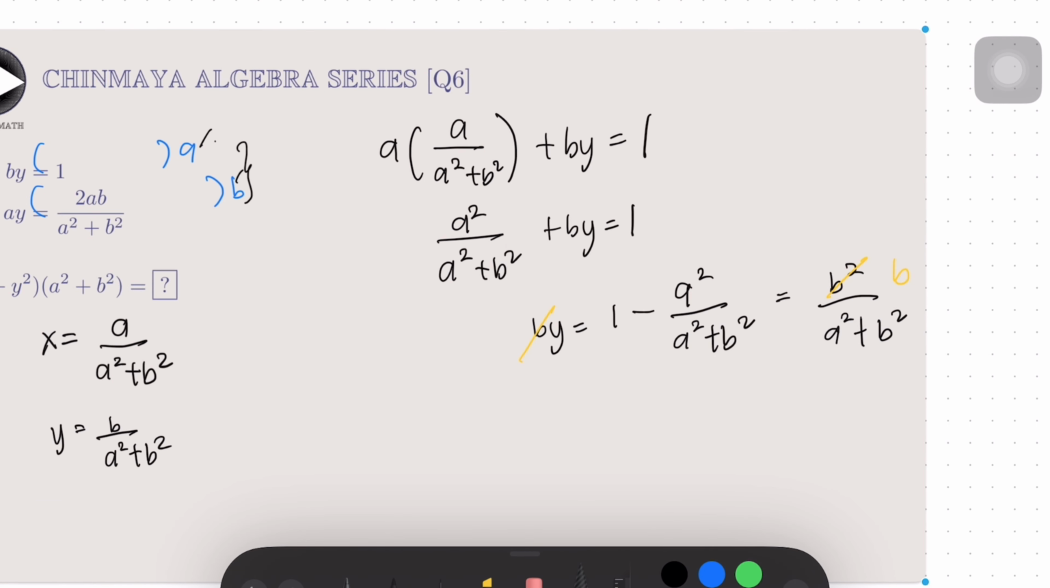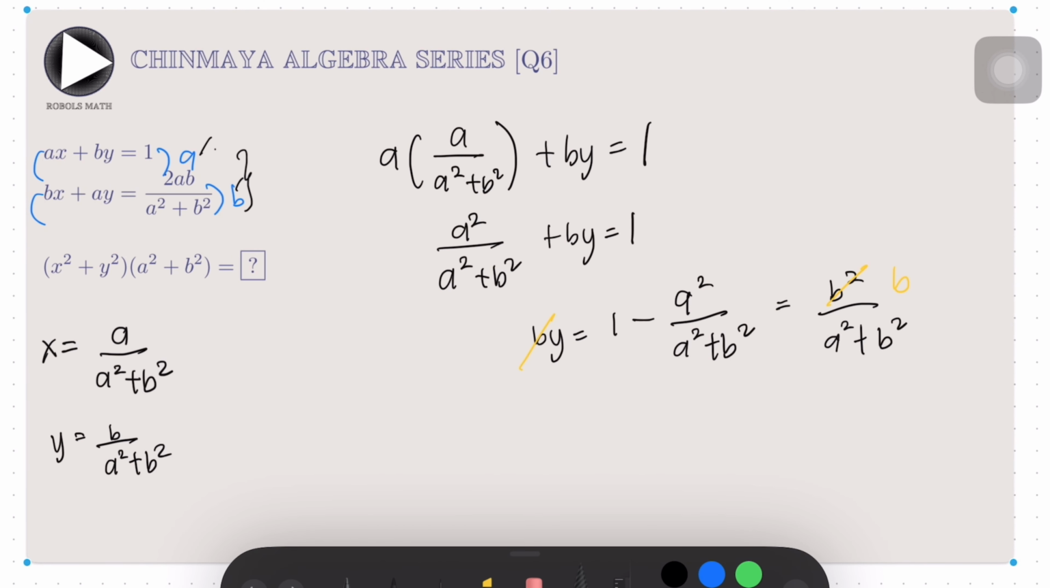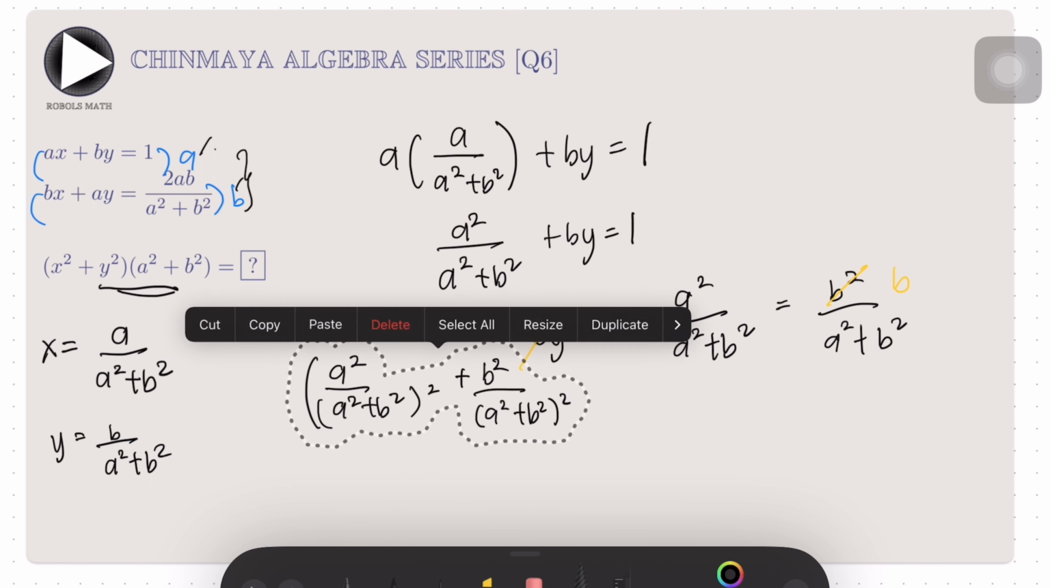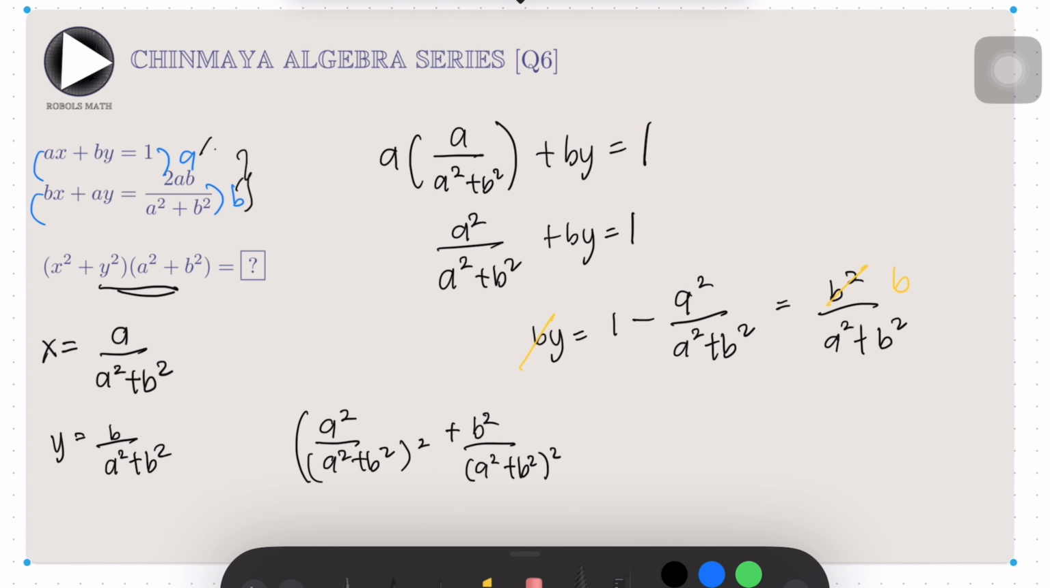Then finally, we will be solving for the required expression, that is x squared plus y squared times a squared plus b squared. We have x equal to a over a squared plus b squared. So the square of that would be this. Similarly for y, we get this. Let's just put this a little lower. And then we multiply this product by a squared plus b squared.